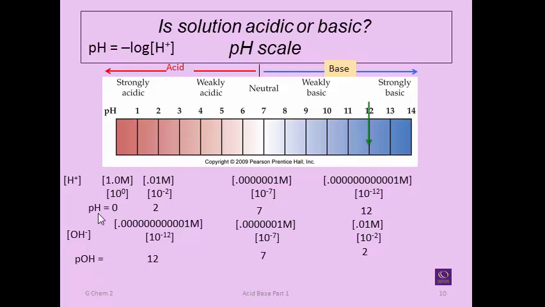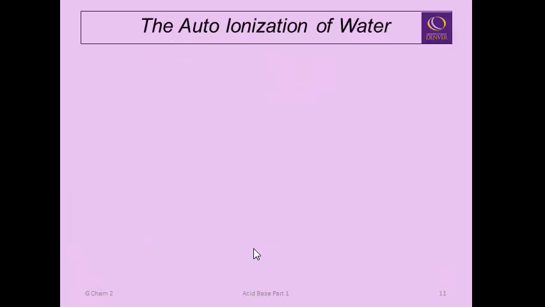If you sum up pH plus pOH all the way through, in the first case 2 plus 12 is 14. When you get here, 7 plus 7 is 14. And when you get here, 12 plus 2 is 14. So the question kind of arises, what is that trend, or where's that coming from? And so I'd like to talk to you about the autoionization of water.